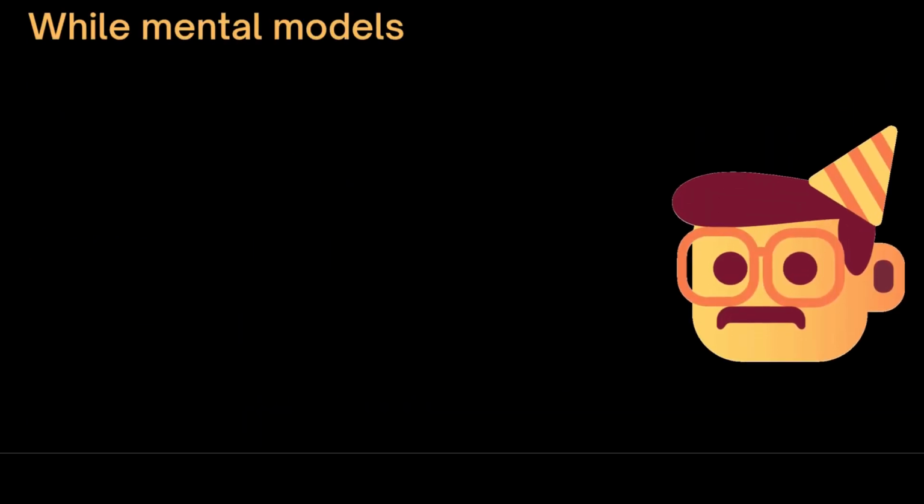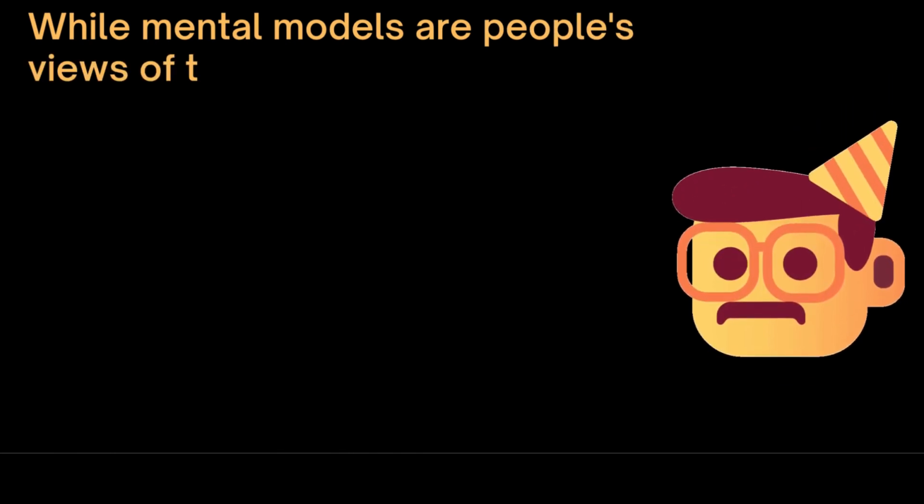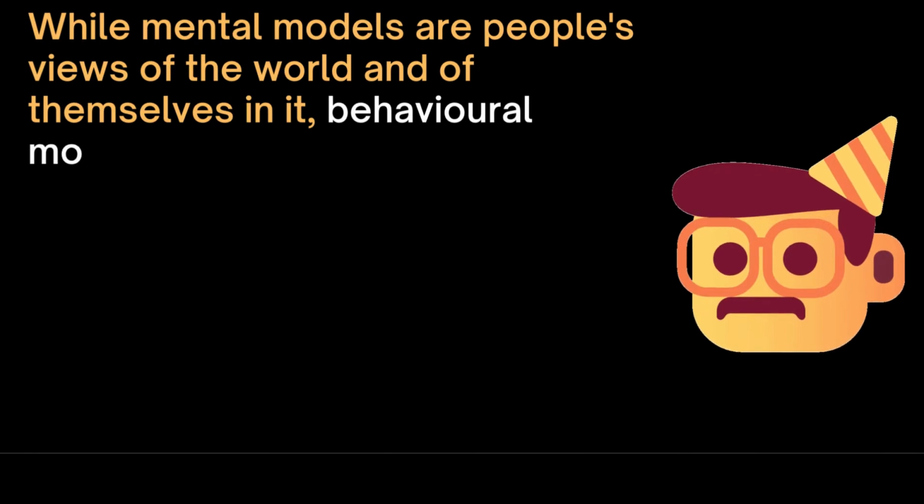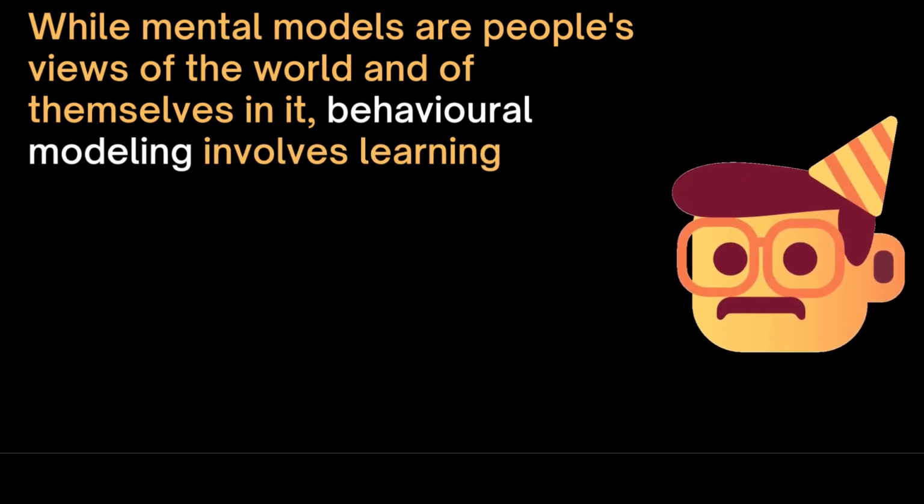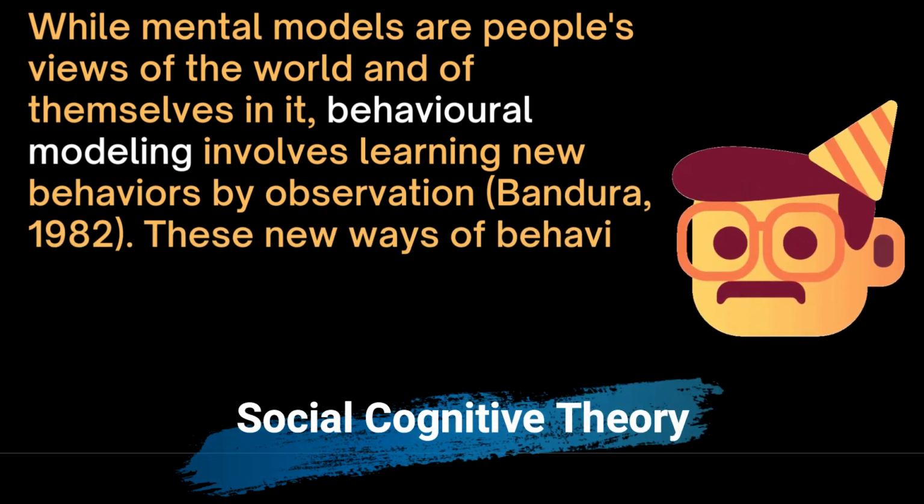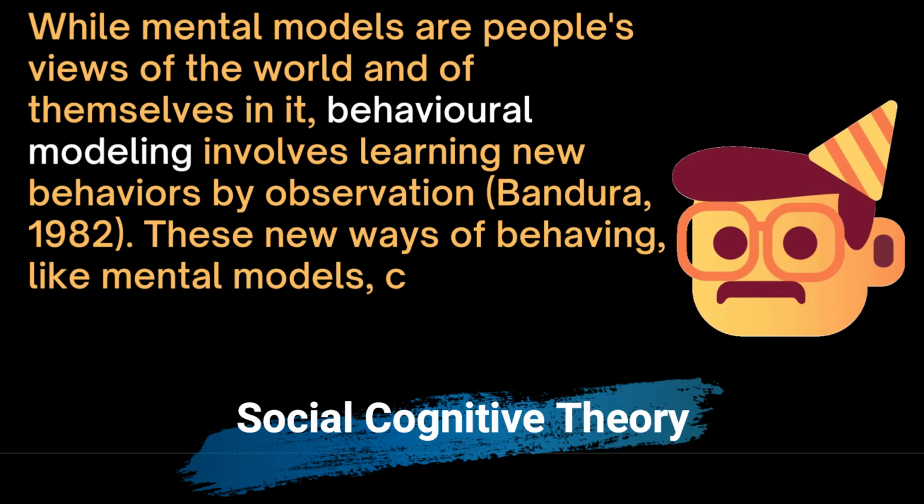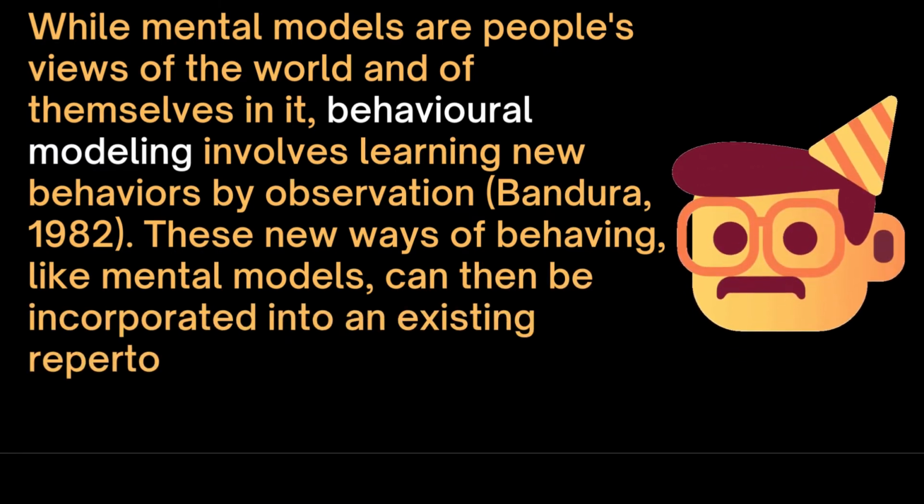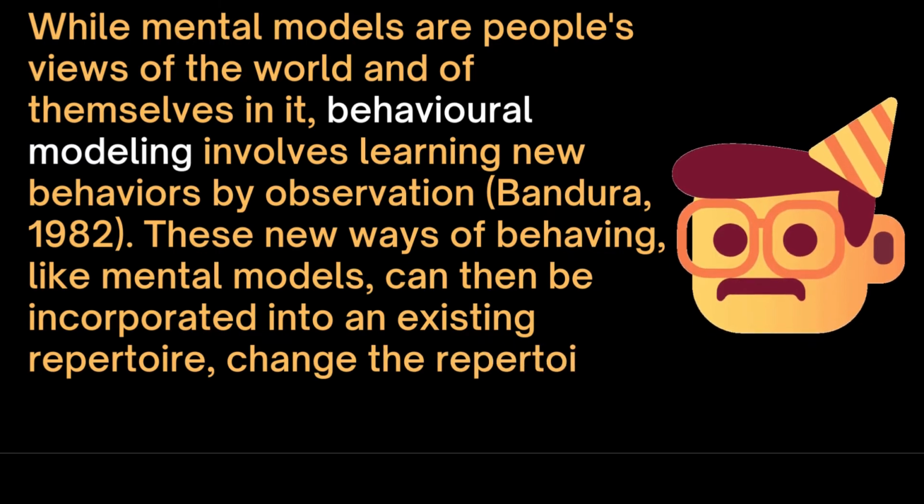While mental models are people's views of the world and of themselves in it, behavioral modeling involves learning new behaviors by observation. We have seen that in Bandura's social cognitive theory. These new ways of behaving, like mental models, can then be incorporated into an existing repertoire, changing the repertoire, or creating a new one.